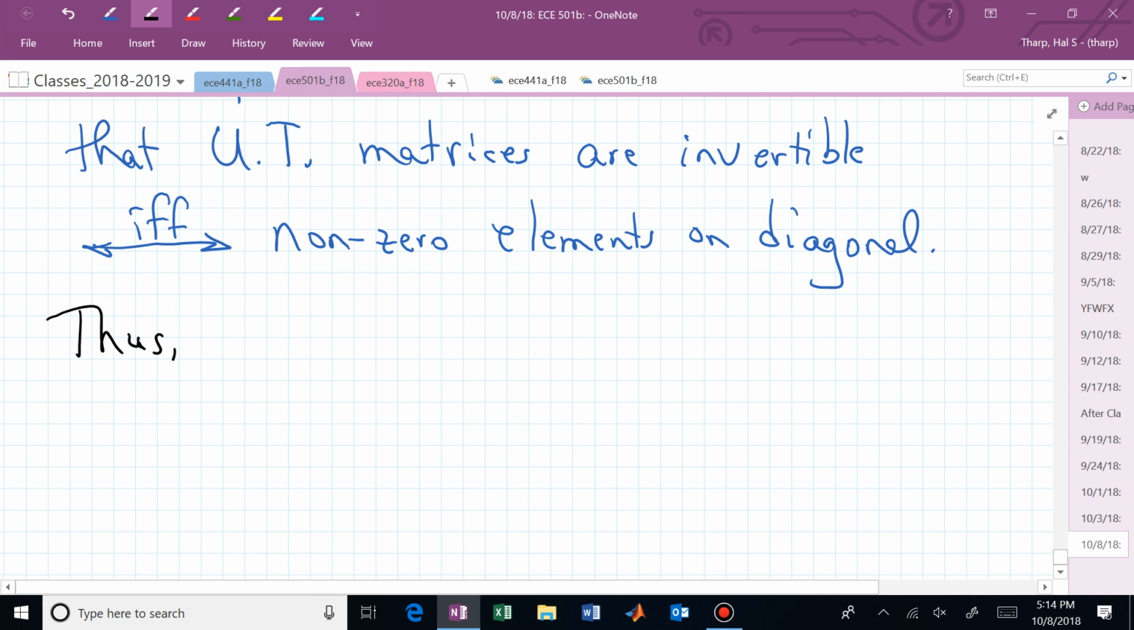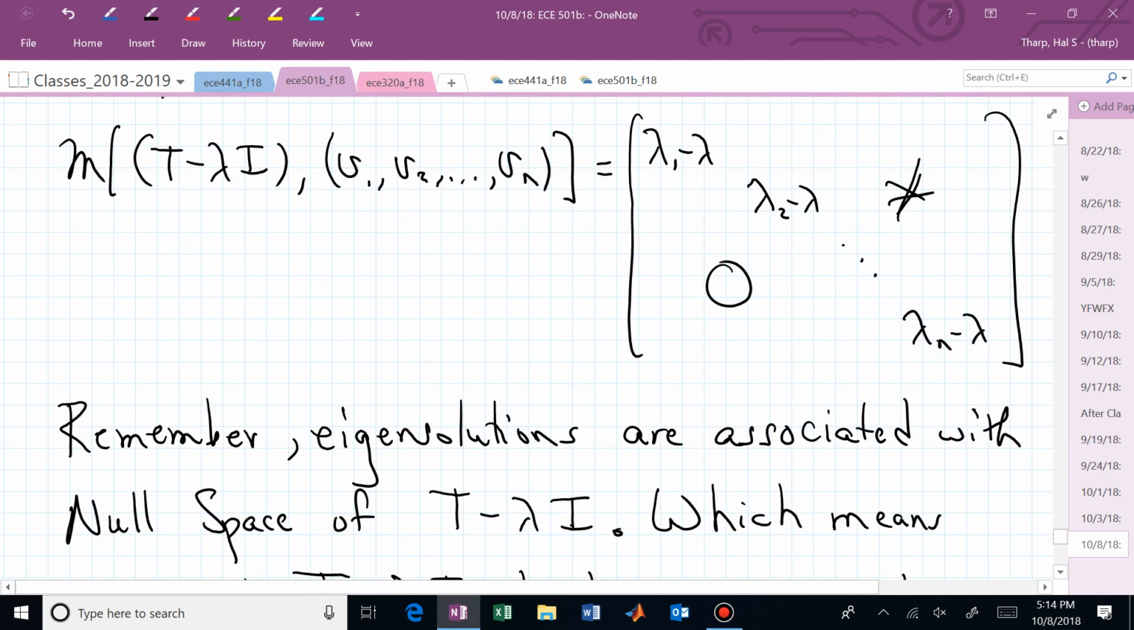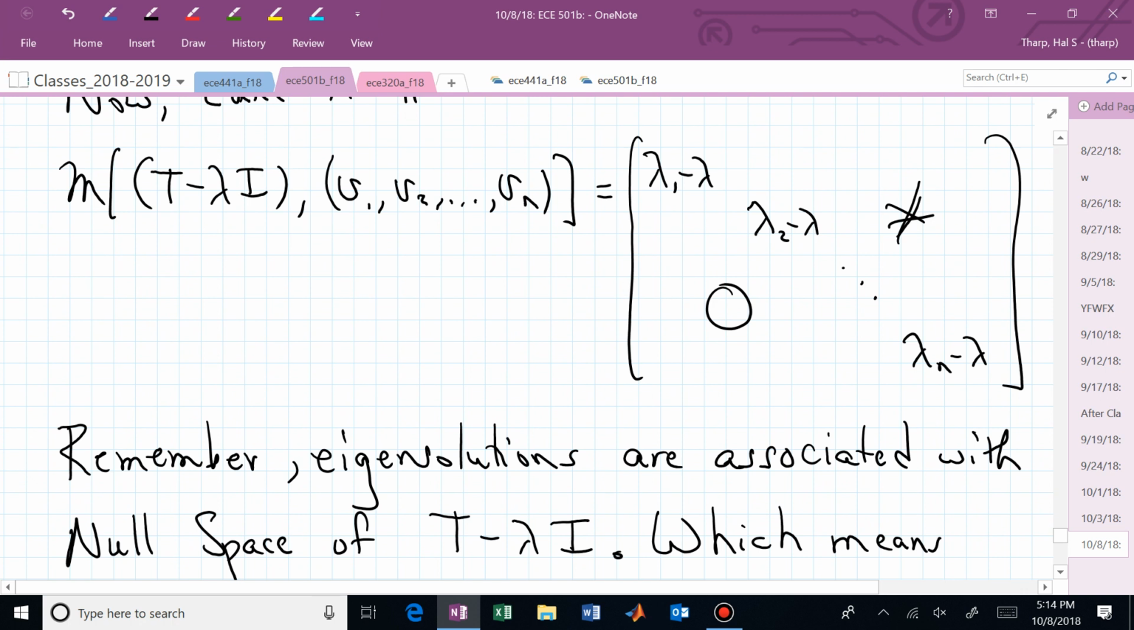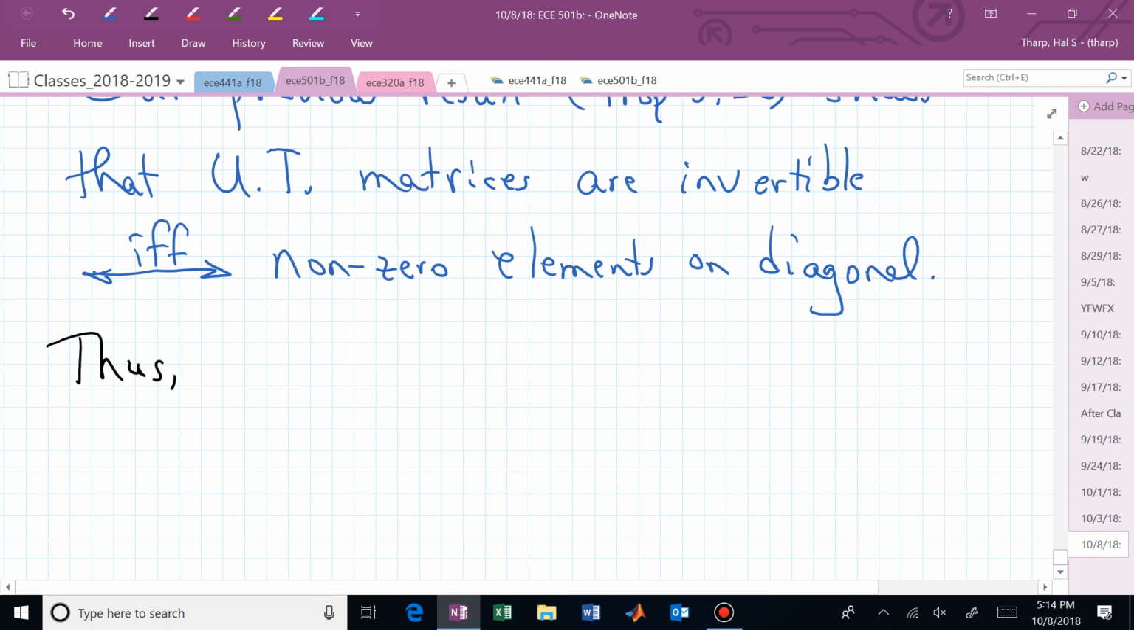So if we want to make this matrix non-invertible, and we have a structure like this, with lambda 1 minus lambda, lambda 2 minus lambda, lambda n minus lambda, what can we say about lambda if we want to make that non-invertible? We want to zero out one of those entries. Do we not? We want to make it 0. Then that matrix wouldn't be invertible.